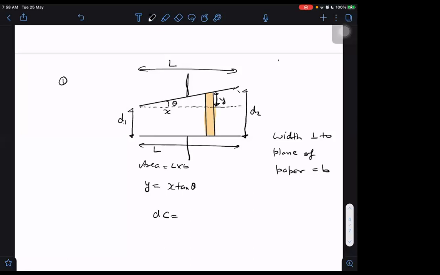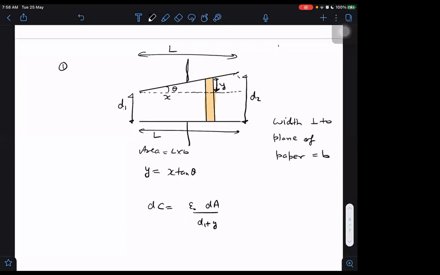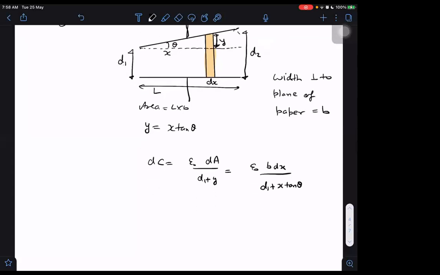Okay. So dC is equal to epsilon naught, assuming vacuum only in between. If vacuum is not there, then K, the dielectric constant, will also get multiplied. So epsilon naught into what? Area, dA, by distance. Distance is d1 plus y. What is dA equal to? dA will be its width into dx. So I can write epsilon naught into b into dx upon d1 plus x tan theta. Right? Then I have to integrate.